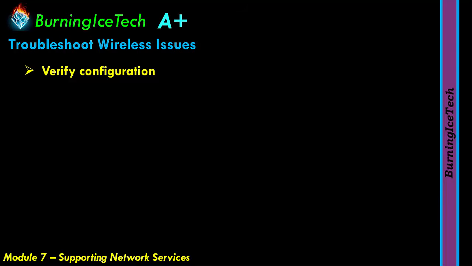So in terms of verifying the Wi-Fi configuration, you can go and check things like the name and the SSID. That's pretty much the same thing. If you guys don't know what the SSID is, the SSID is the name of any Wi-Fi. It is what we use to identify that Wi-Fi connection. So if you are in my building, it might be called BurningIceTech. So the Wi-Fi might be called BurningIceTech Wi-Fi. Or if you're in my guest lobby, it might be called BurningIceTech Guest Wi-Fi, something along those lines. So that is the SSID.